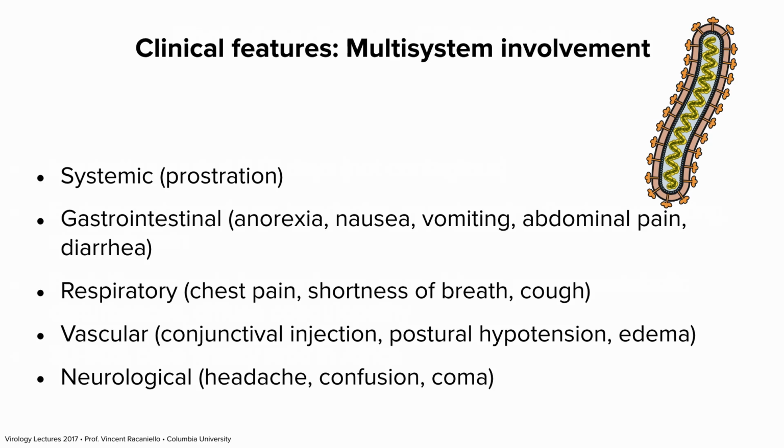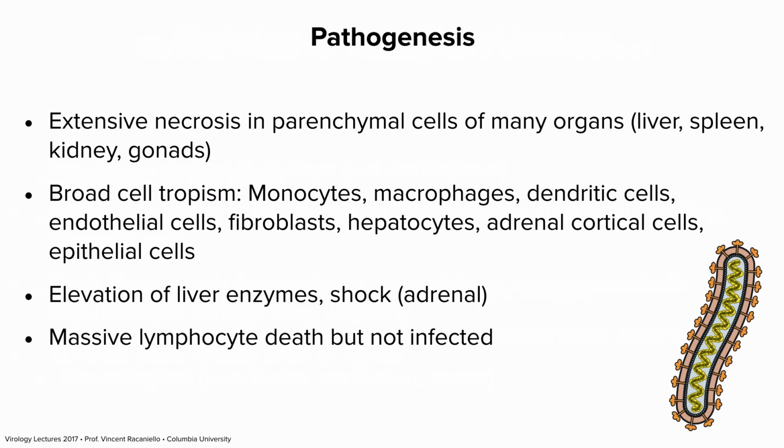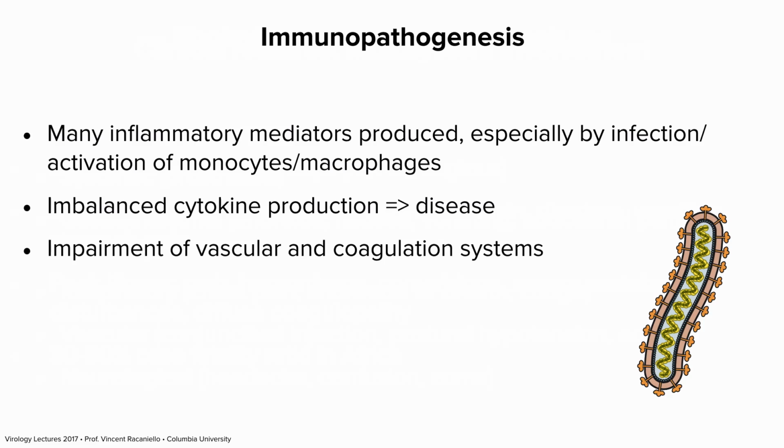This is a very serious illness, multi-system involvement. Systemic infection, prostration, gastrointestinal involvement, respiratory involvement, involvement of the circulatory system, involvement of the neurological system. The virus seems to have a very broad tropism and can replicate in all of these different places. It causes extensive necrosis in many different organs. It infects a large number of cell types, as you can see here. It causes liver damage and massive lymphocyte death, even though the lymphocytes don't seem to be infected. So clearly, infection is causing release of lots of cytokines, which in themselves are causing a lot of these systemic syndromes.